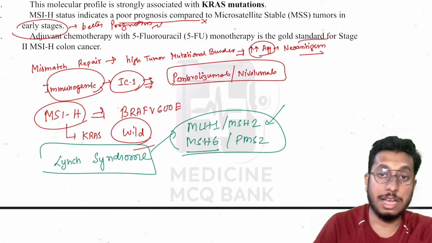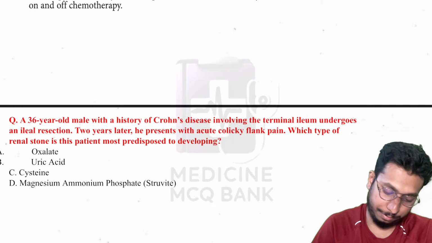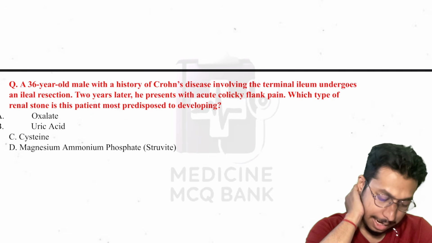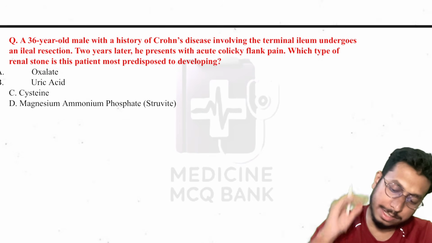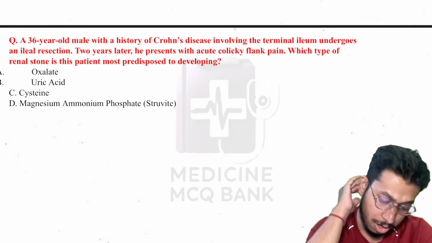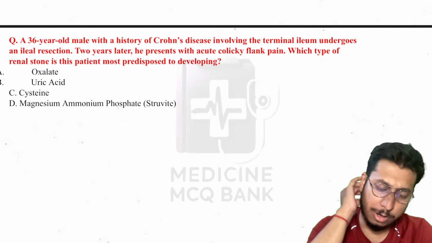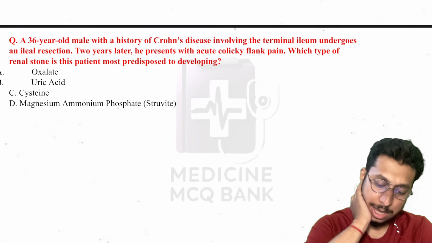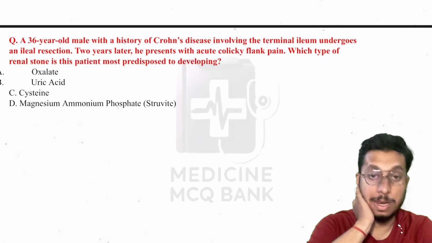Now, coming to the next question. What is given here? A 36-year-old male with history of Crohn's disease involving the terminal ileum undergoes ileal resection. Two years later, he presents with acute colicky flank pain. So what kind of renal stone is he more commonly developing?